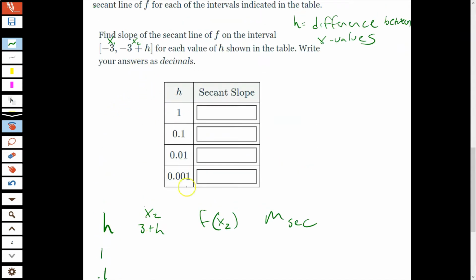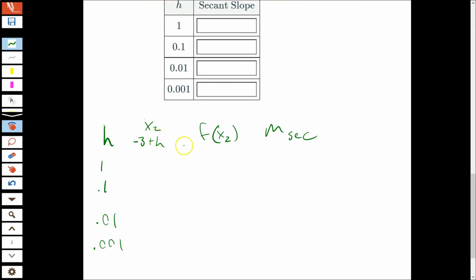So x2, oops, that should be a -3. x2 is -3 plus that h value, so plus the change, right? So my first x2 is going to be -3 plus 1, which is -2. And then -3 plus 0.1 is -2.9. And then -2.99. And then -2.999. Okay? And then we're going to take these values and plug them into our function, and then we're going to calculate the slopes.